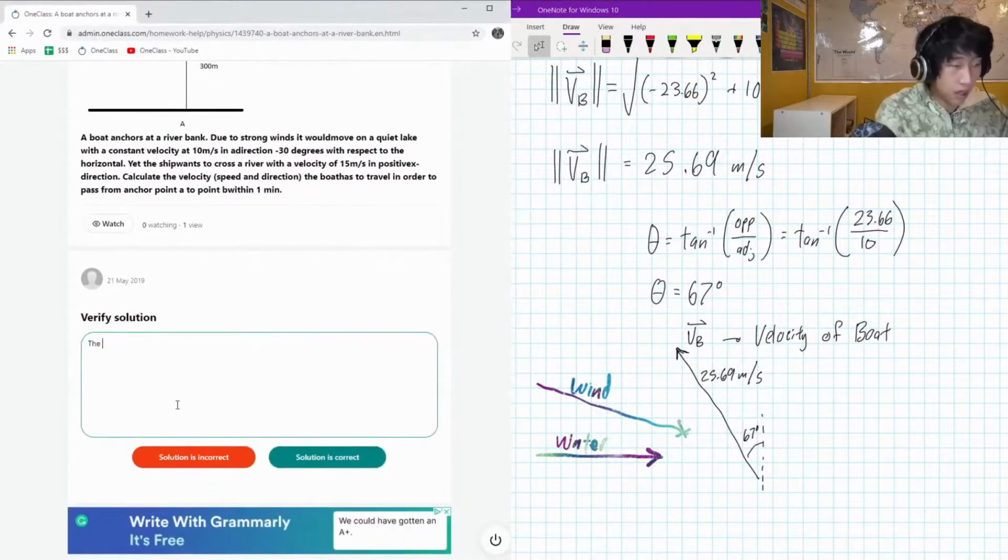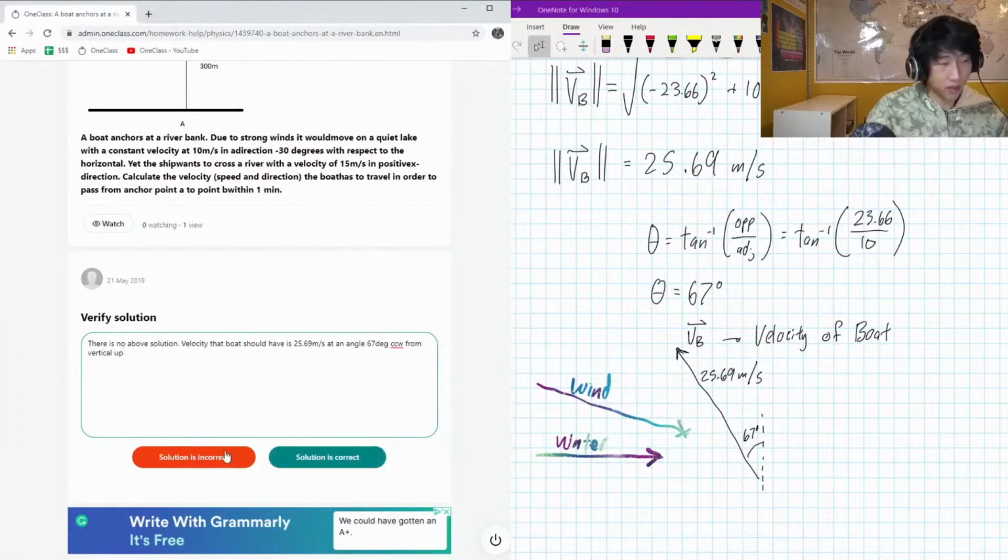Awesome. So the solution: velocity of the boat that a boat should have is 25.69 meters per second at an angle 67 degrees counterclockwise from vertical up. Cool.